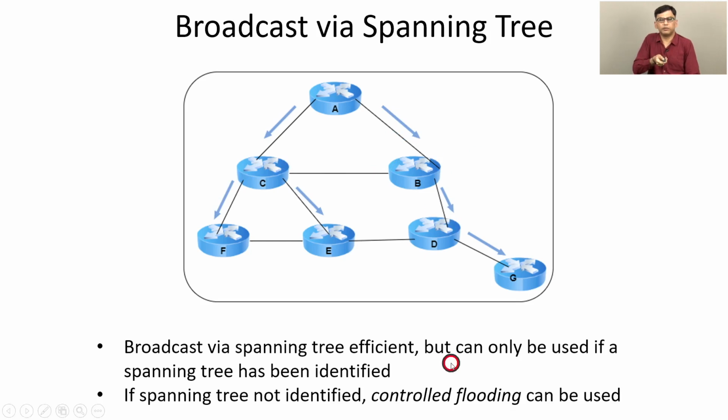By controlled flooding, we mean that every packet is marked with a particular number called a sequence number. So the first packet might be marked with number 1, second packet number 2, and third packet number 3, and so on. If a node receives a packet with the same sequence number as before, then it drops the packet. This is to avoid unnecessary transmissions of the same packets over and over again. So this is known as controlled flooding, and it can be used if a spanning tree has not been identified.